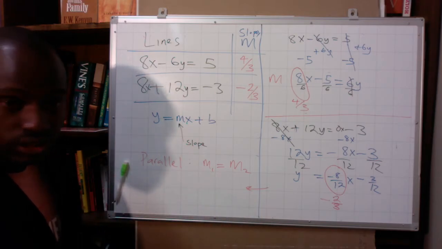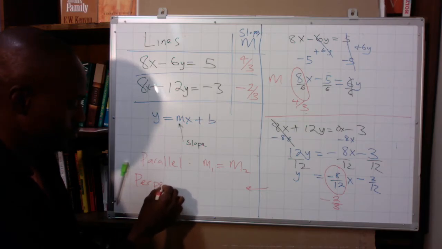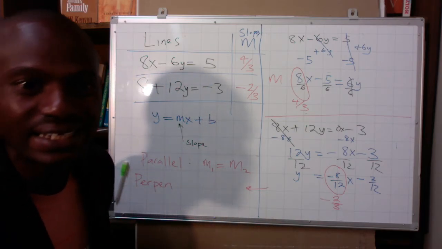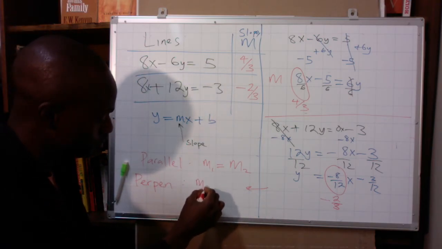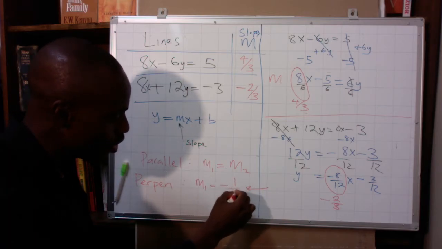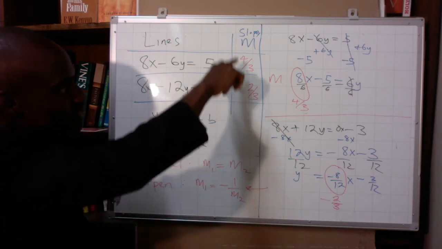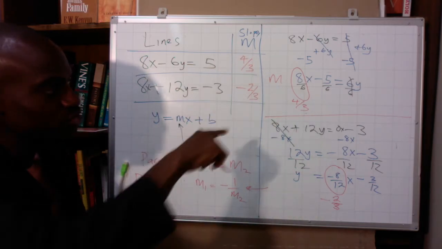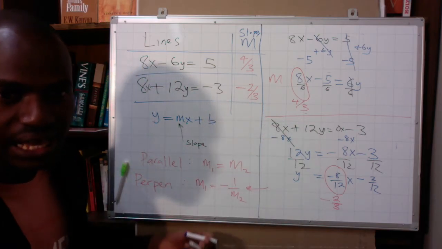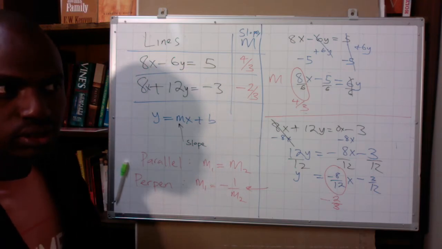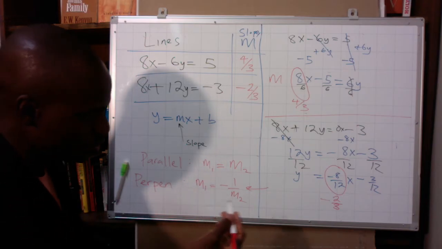The other condition is perpendicular. Perpendicular would be the case if one slope is the negative reciprocal of the other. So for example, the negative reciprocal of 4/3 is -3/4, which is not this. Examples of negative reciprocals would be 2 and -1/2.